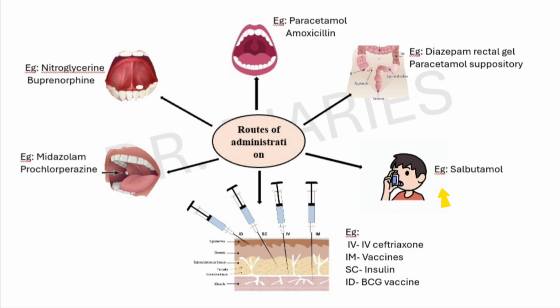E.g. salbutamol. Injection. IV, drug goes directly into the blood, e.g. ceftriaxone. IM, it has slower absorption and longer duration, e.g. vaccines. SC, the drug directly goes into the fat layer, e.g. insulin. ID, drug is injected just under the skin, e.g. BCG vaccine. Sublingual buccal route, drug is kept under tongue or in cheek for quick absorption and to bypass the liver. E.g. nitroglycerin and midazolam.